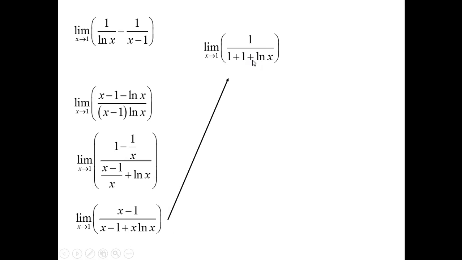Derivative of the numerator, of course, is 1. Derivative of the denominator is 1 plus natural log of x. Little product rule here. So now if we plug in 1, natural log of 1, of course, is 0, so this just leaves us with 1/2.